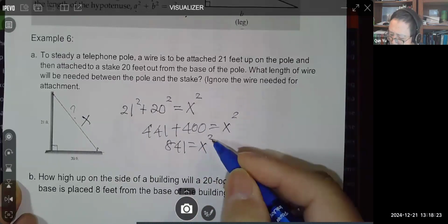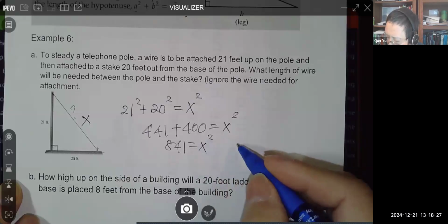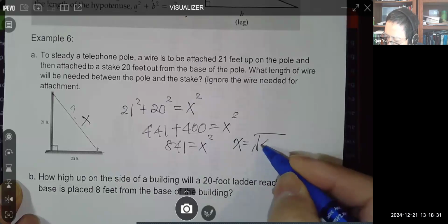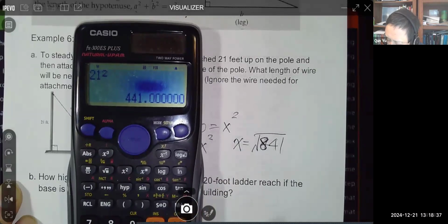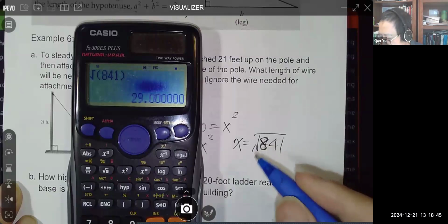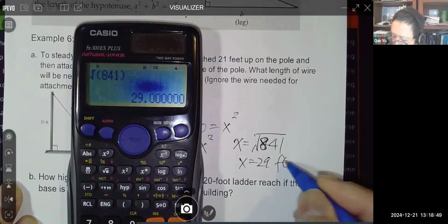Now to find x, we do the opposite operation. The opposite of square is square root. So x equals square root of 841. So let's do that. Square root 841 equals 29. So exactly 29 feet. So that's our answer.